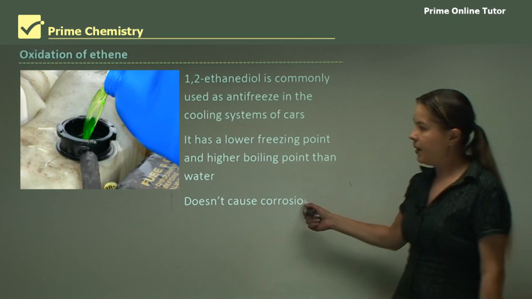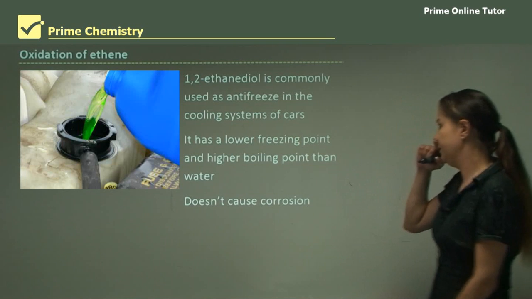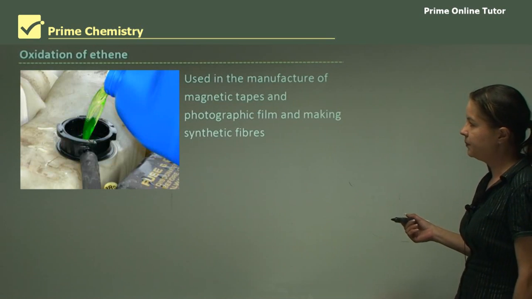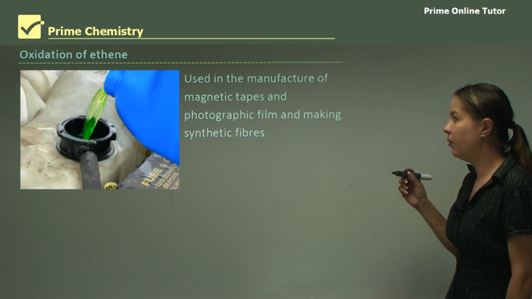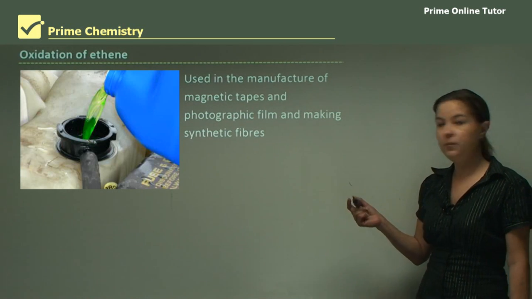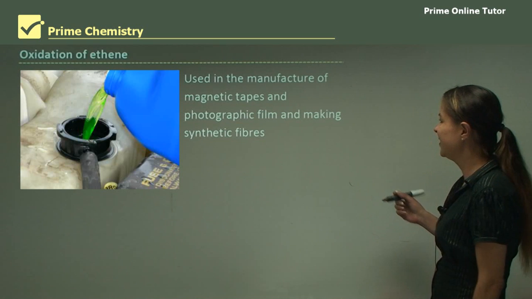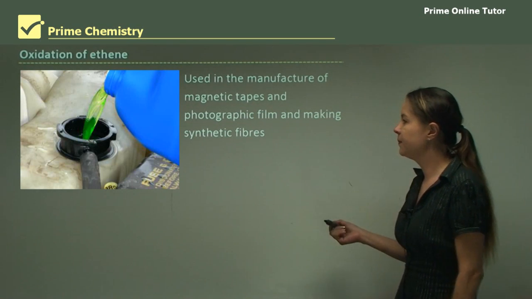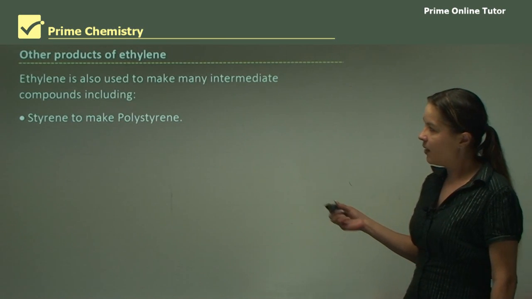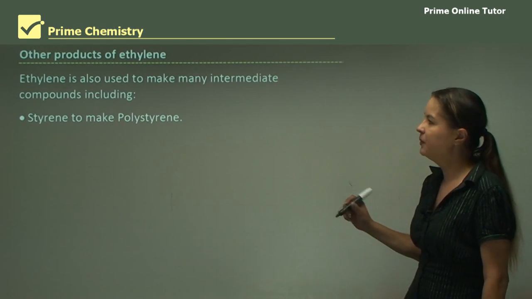And another great thing about ethylene glycol is that it doesn't cause corrosion, so it won't ruin your engine. Now, ethylene glycol is also used in the manufacture of magnetic tapes and photographic film, although I guess we don't use too much of that anymore in this digital day and age. And it's also used for making synthetic fibres.